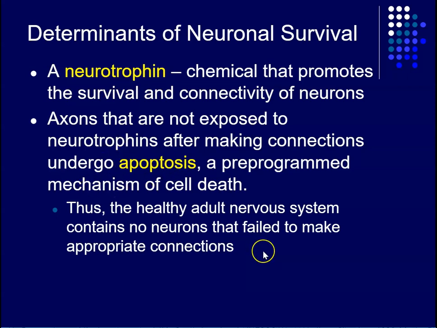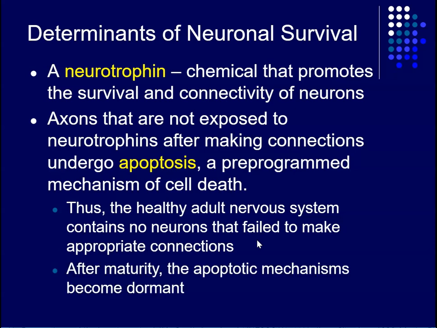Because of this apoptosis, this pre-programmed cell death, the healthy adult nervous system typically does not have neurons just hanging around doing nothing. It doesn't have neurons that failed to make appropriate synapses, because the ones that did not simply killed themselves. Importantly, after maturity, these apoptotic mechanisms become dormant. So after damage to the adult brain, you sometimes do end up with neurons that either are not making useful synapses or that end up making sometimes harmful synapses.